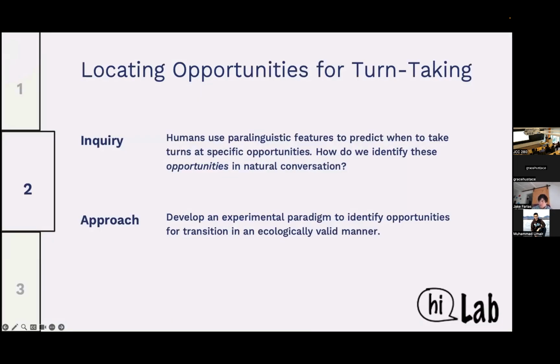So with that, I want to turn to the second part of my research. So we know that humans use paralinguistic features to predict when to take turn at specific opportunities. And we want to identify these opportunities in an ecologically valid manner. And in order to do that, we developed an experimental paradigm.